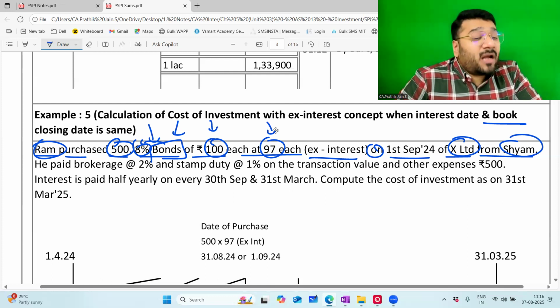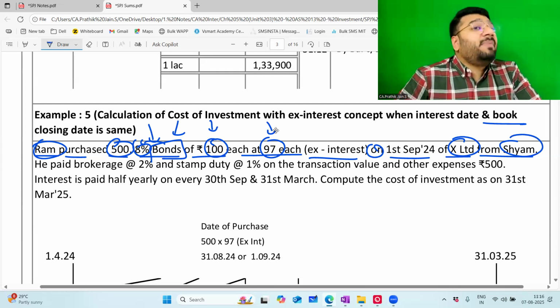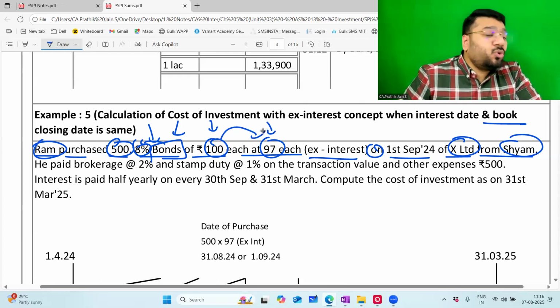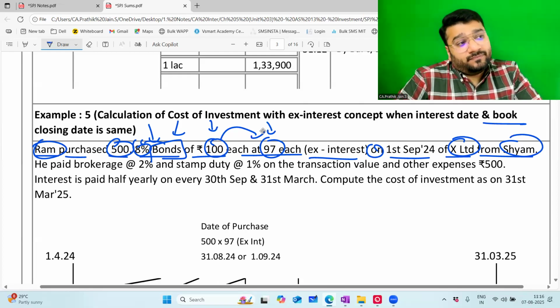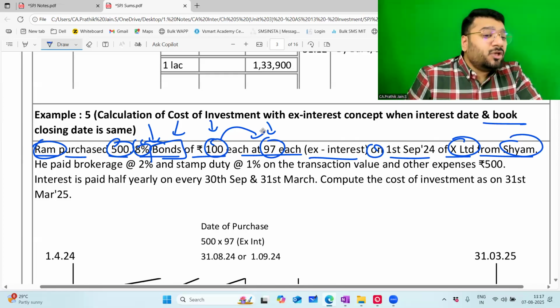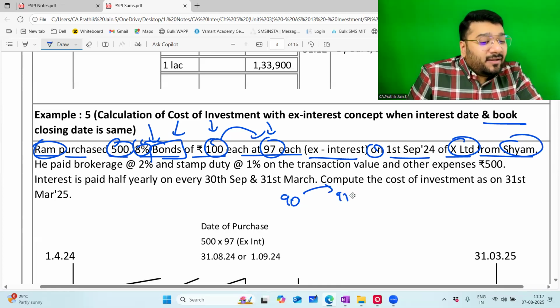This is the price which Ram is going to pay to acquire the debenture from Sham. A 100 rupee debenture is being sold at 97. Obviously, Sham is not selling this at a loss. He can sell it at a loss, but generally he'll sell at a profit. So can I say Sham would have purchased this at somewhere around 90 rupees? He purchased at 90 rupees. Now he's selling at 97. So he's making a profit of 7 rupees.